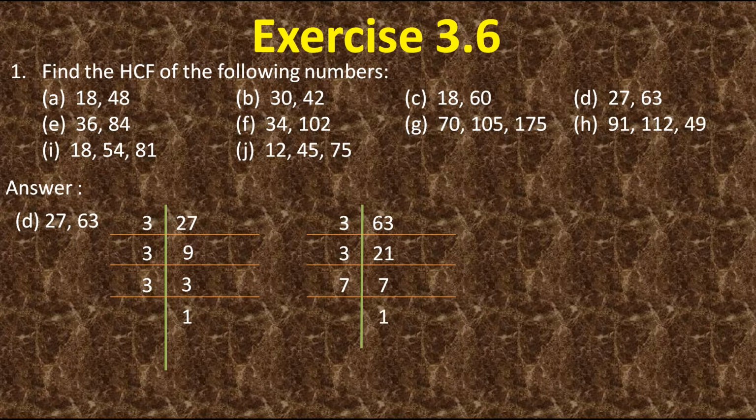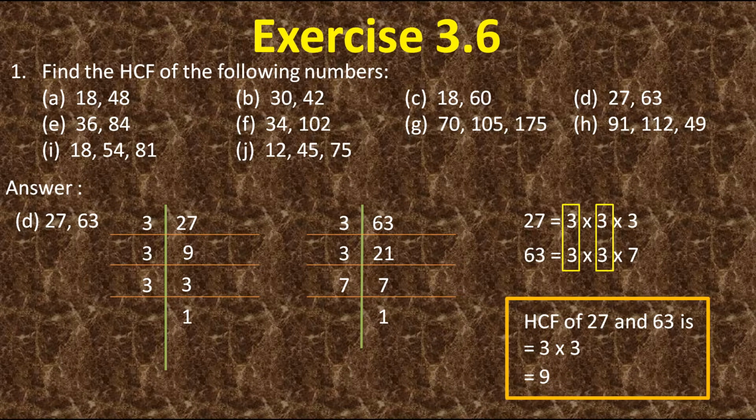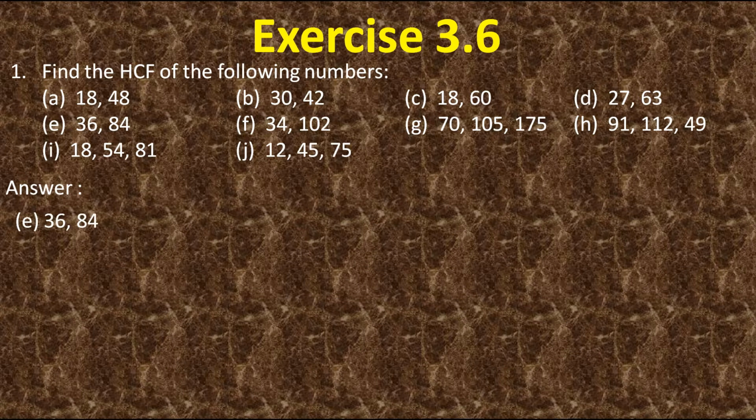Okay. So the prime factorization of 27 and 63 is this one. Here we got the common as 3 and 3. Therefore, the HCF of 27 and 63 is 3 into 3, which is equal to 9. Okay. Now let's move to the fifth one, that is 36 and 84.